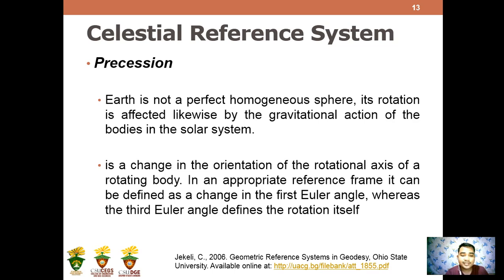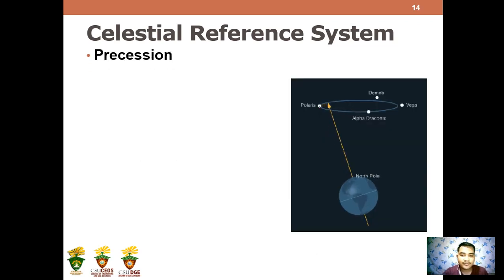When we say precession, it is a change in orientation of the rotational axis of a rotating body. So I guess I already discussed or introduced precession from our previous discussion, topic 1. In an appropriate reference frame, it can be defined as the change of the first Euler angle, whereas the third Euler angle defines the rotation itself. This is the illustration of the precession, which changes its orientation.